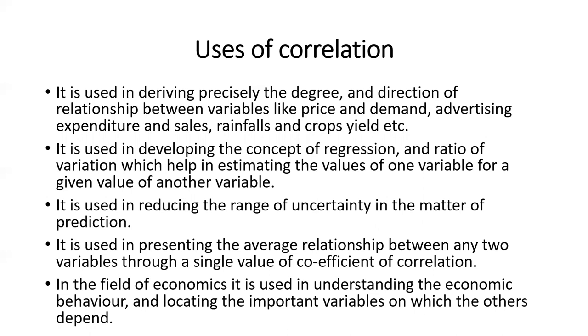Then third, it is used in reducing the range of uncertainty in the matter of prediction. Correlation helps in reducing the range of uncertainty. Then it is used in presenting the average relationship between two variables through a single value, or coefficient of correlation. The coefficient of correlation is generally used to present the average relationship between any two variables.